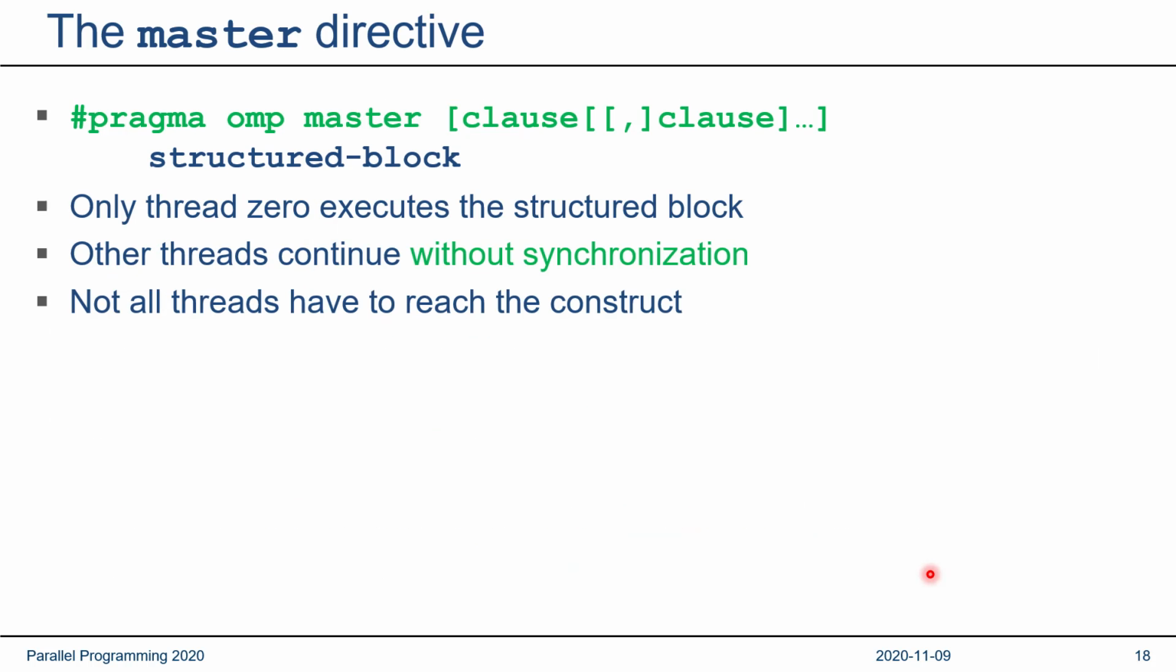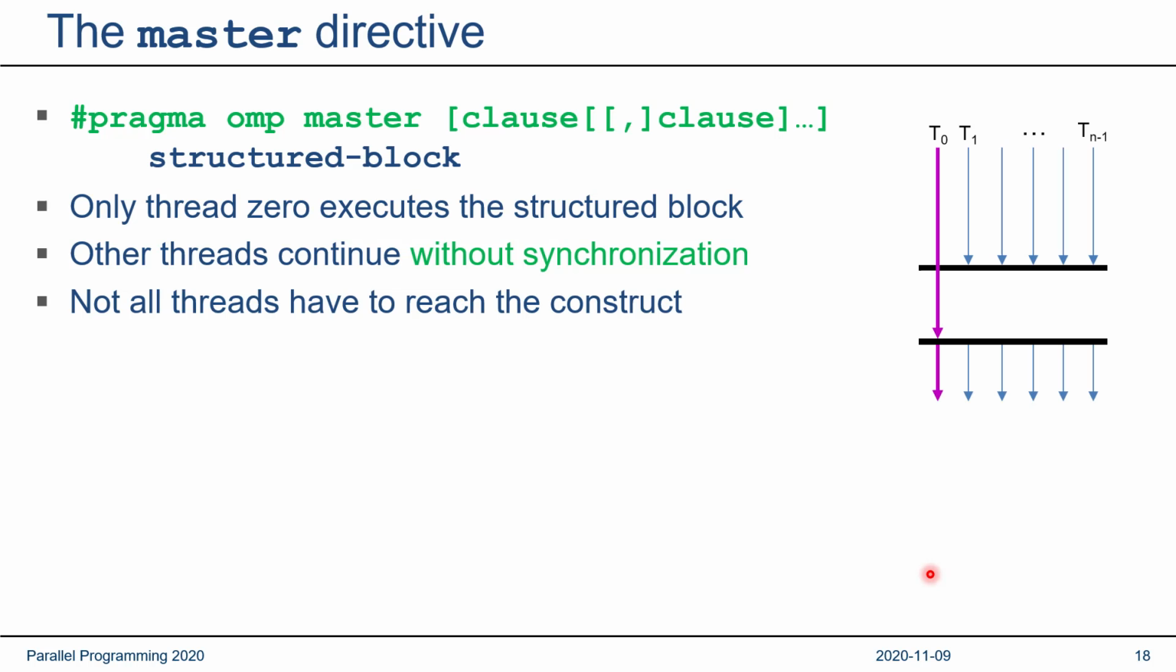Master is related to single, but it's actually a synchronization directive and not a work sharing directive, because master enforces the master thread or thread number 0 to execute the structured block while everybody skips over it. The major difference to the single directive is that there's no implied barrier at the end of master. So there's no implicit synchronization. So you use it whenever you want one thread to execute something. This thread, incidentally, is thread number 0, and you don't want any implicit barrier.